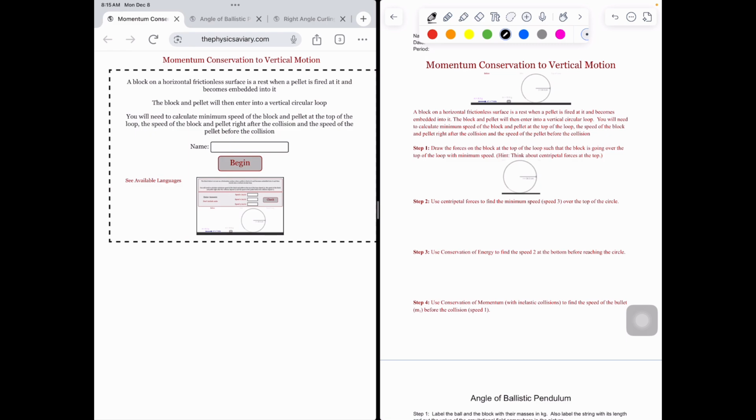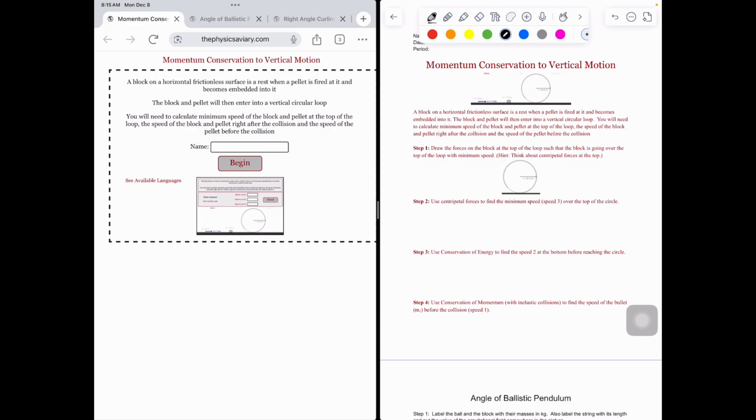On to question number 8. Now, in question number 8, we're dealing with another multiple concept scenario. You've got a mass that's going to fire and embed itself, so it's going to get stuck in a second mass that's at rest. The two masses will combine together, and they will then pass through a loop-de-loop, okay, a circular loop, vertical loop. The entire situation is frictionless.